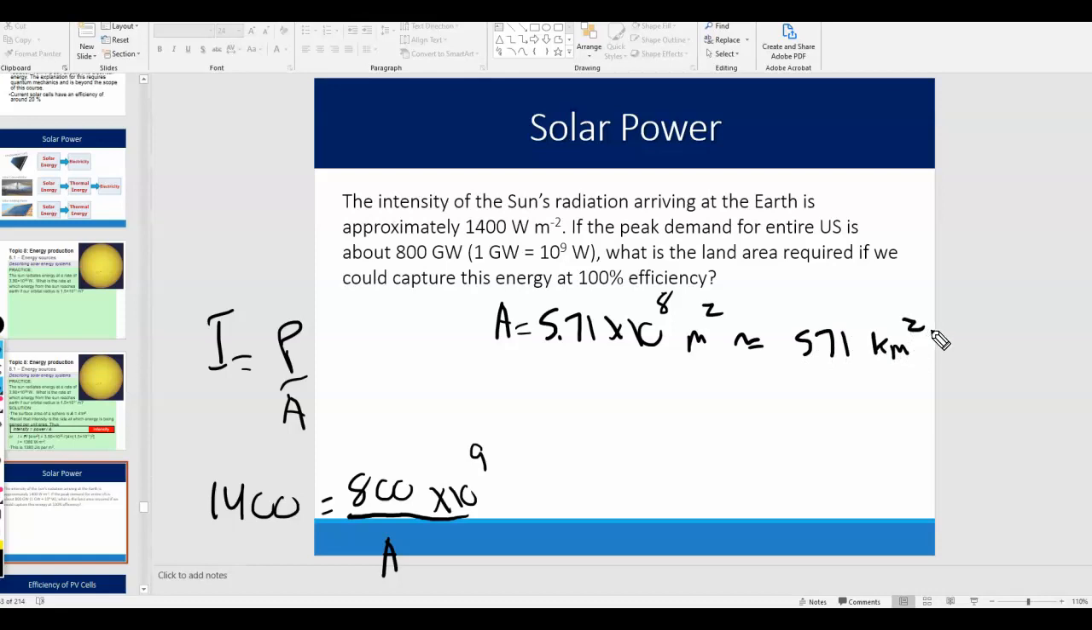And just to give you an idea of how big that is, the city of Chicago is about 600 square kilometers. The entire city of Dallas is probably around 900 square kilometers. So this is a pretty big chunk of space. I think Carrollton is maybe like 40 square kilometers. So this is quite a lot of space that would need to be taken up. Not to mention, of course, that this is assuming 100% efficiency. And really, we would have to multiply the surface area by a factor of about 5 if we're assuming 20% efficiency. Okay, so just to give you an idea about solar power.